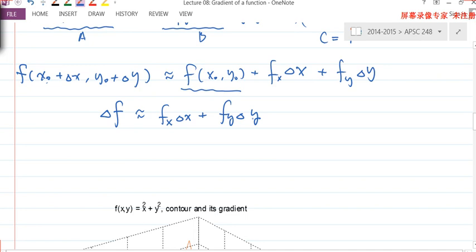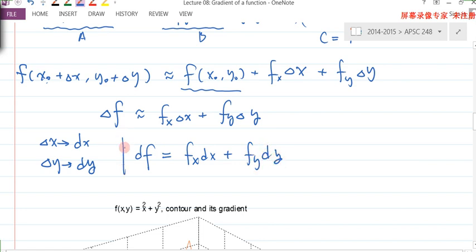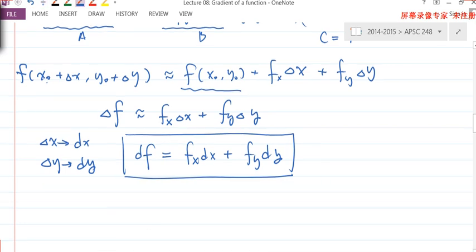Now we do the same thing. We let delta x and delta y approach infinitesimally small quantities, so delta x goes to dx and delta y goes to dy. If this change is so small, then delta f becomes df, and that equals f_x dx plus f_y dy. So this is the new expression that I wanted to cover for the first topic. This is what we call the total differential.